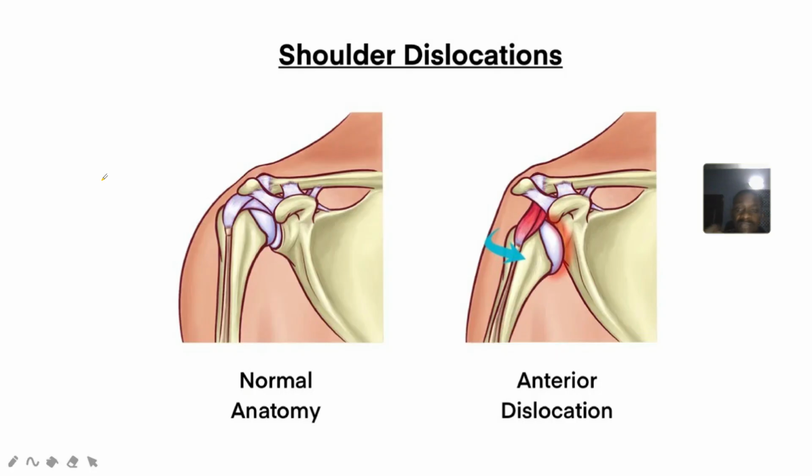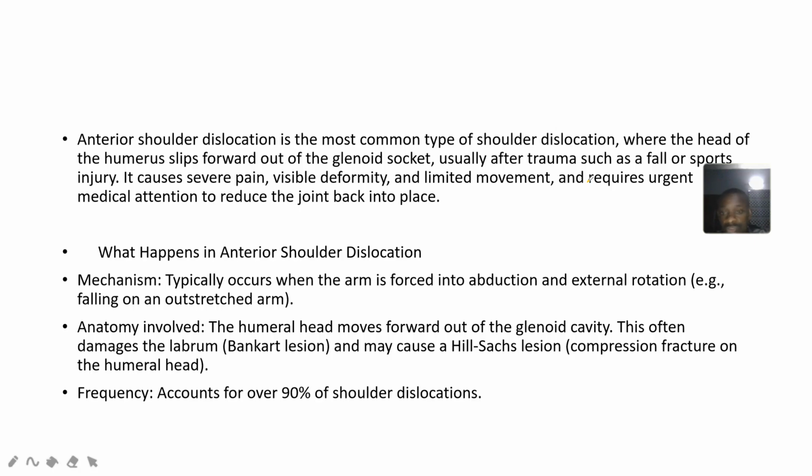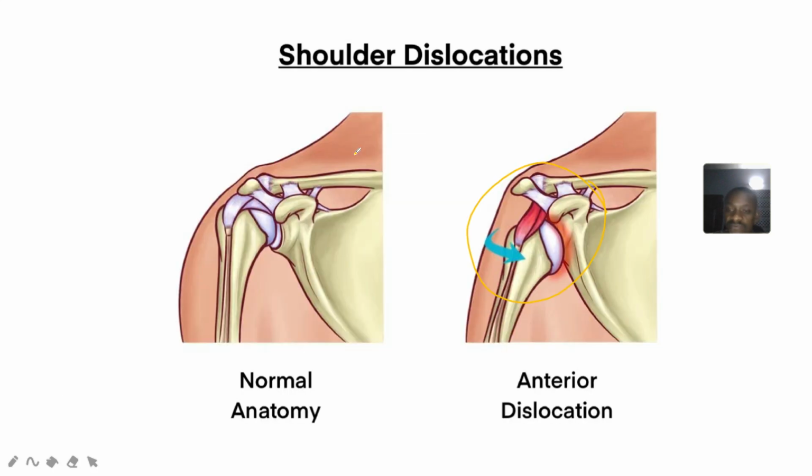So when they say anterior shoulder dislocation, they simply mean it's a shoulder dislocation where the head of the humerus is coming to the front. You understand? That's just what they mean by this. So it's actually one of the most common types of shoulder dislocation. The head of the humerus is slipping forward from the glenoid socket.